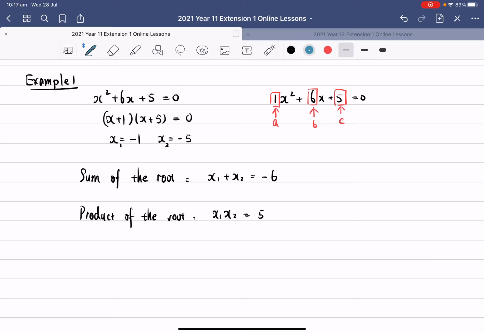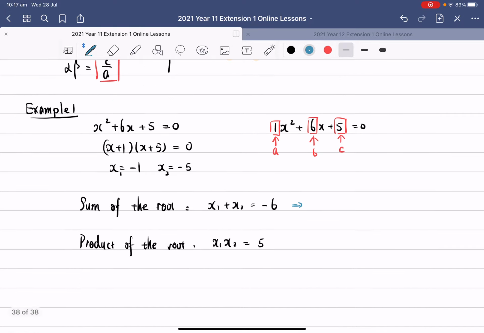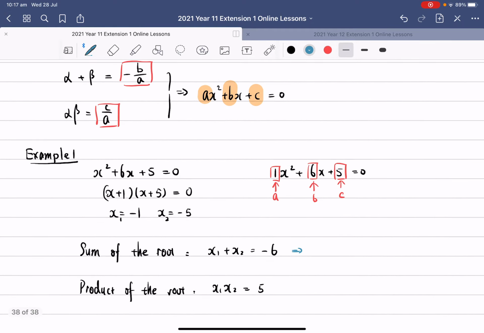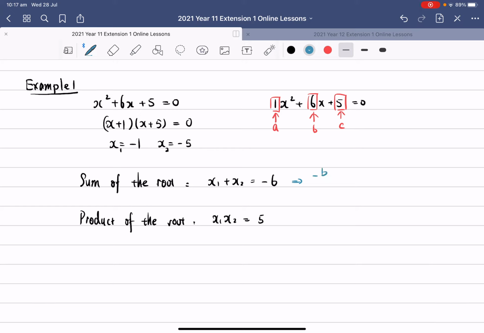Once we finish that, we can look at the actual formula. The sum of the roots is minus b on a. So if we write down minus b on a, and get the information from here, b is equal to 6 on a, which is 1, so that's equal to negative 6, which, as you can see, is equal to our sum. And then the product of the roots is c on a, which is equal to 5 on 1, and that is equal to 5 as well.